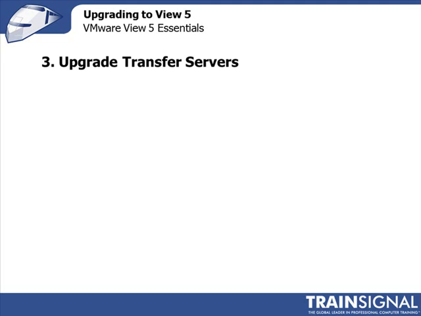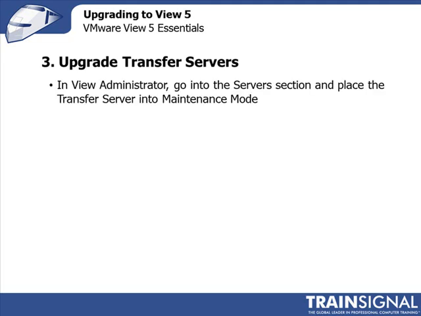After your connection and security servers are all upgraded to View 5, you want to go in and update your transfer servers. Before you do the upgrade, you want to make sure to take a snapshot of the virtual machine, and then go into the server section of View Administrator and place the transfer server into maintenance mode. This prevents any new users from connecting or downloading from this transfer server. Then you can kick off the View 5 installer to upgrade the transfer server.